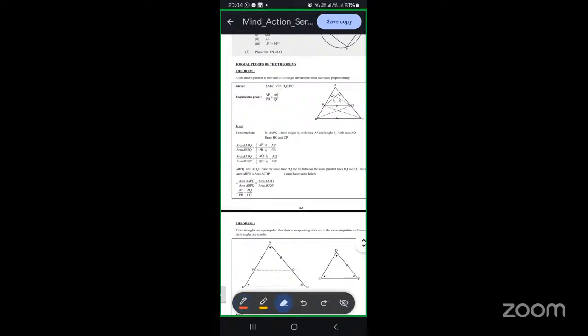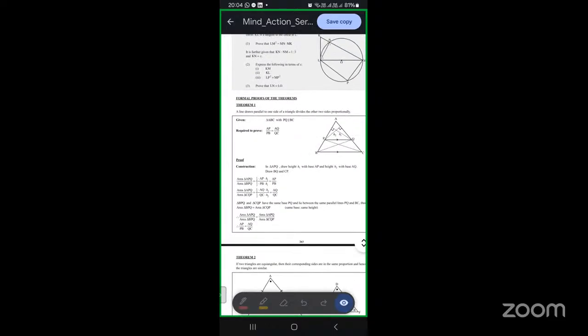How can we prove that? In your exam, you will only be given something like this: your triangle A, B, and C, and some parallel line here, PQ, parallel to that other side of the triangle. Then you are required to prove that AP over PB is equal to AQ over QC.